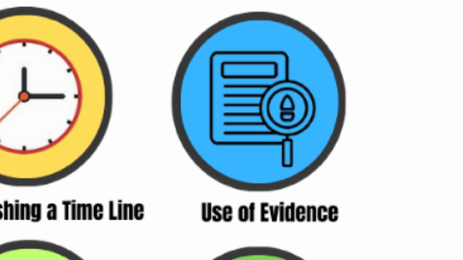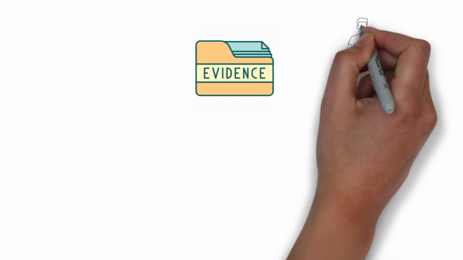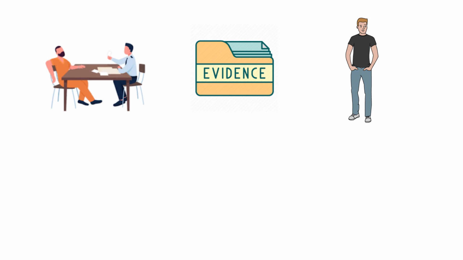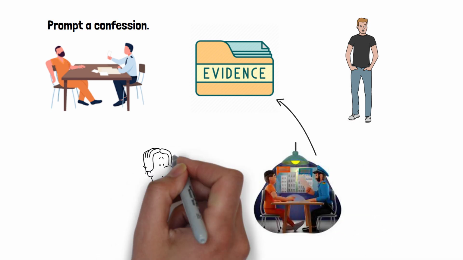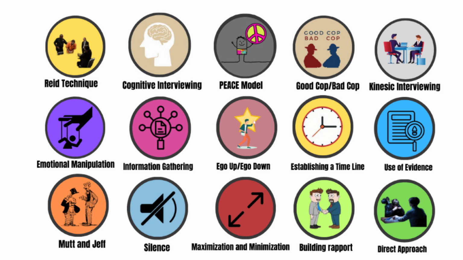Use of evidence. Presenting evidence involves showing the suspect what the interrogator has against them to prompt a confession. Sometimes the interrogator might bluff and pretend to have evidence that doesn't exist to pressure the suspect into confessing.